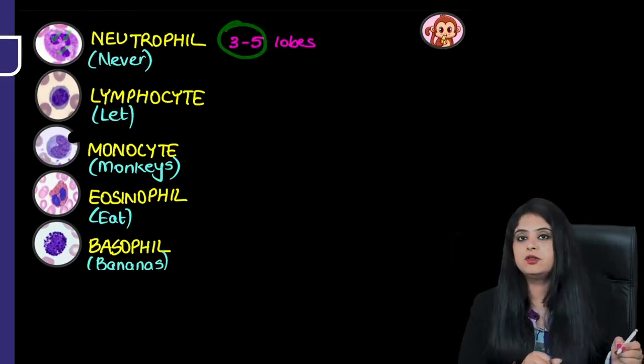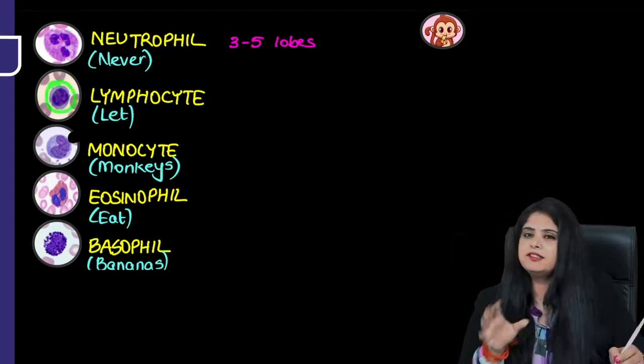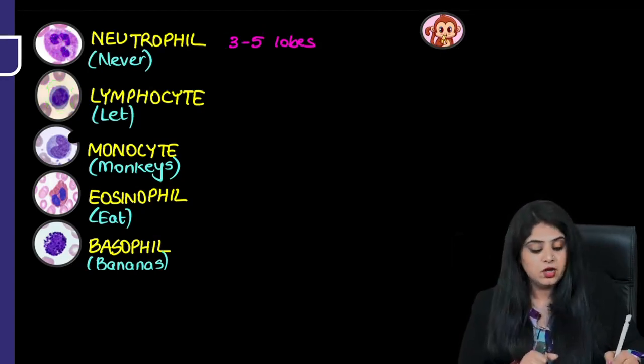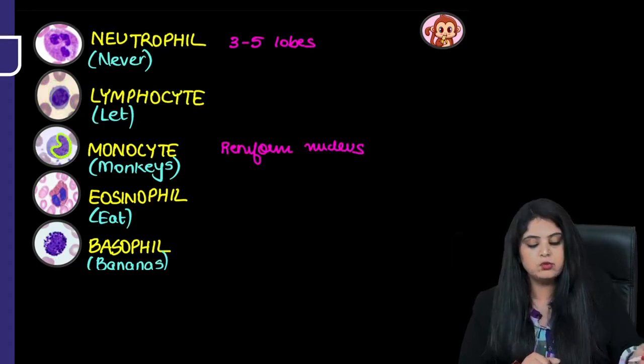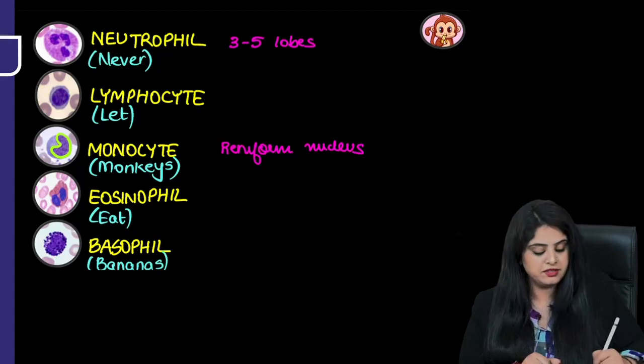3 to 5 lobes are going to be there. Okay, lymphocyte is a simple looking round cell, nothing to worry. Monocyte is identified by its kidney-shaped nucleus. You can see the kidney-shaped nucleus. The monocyte is identified by the reniform nucleus.